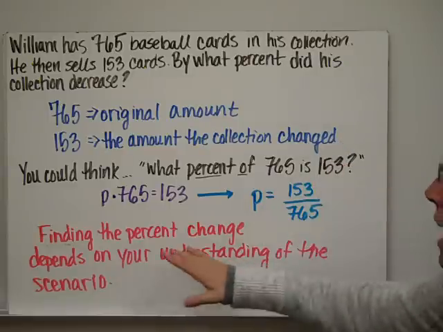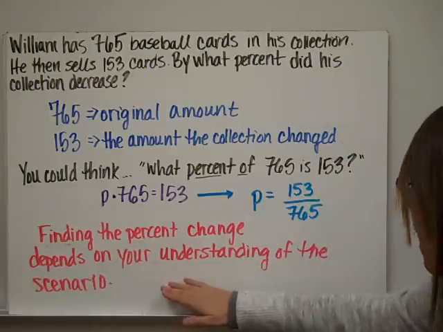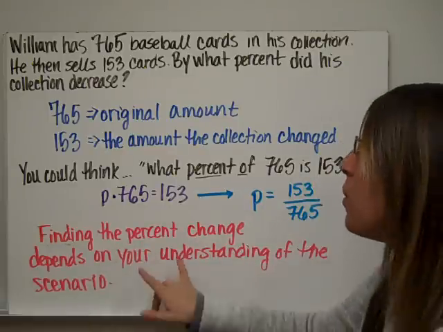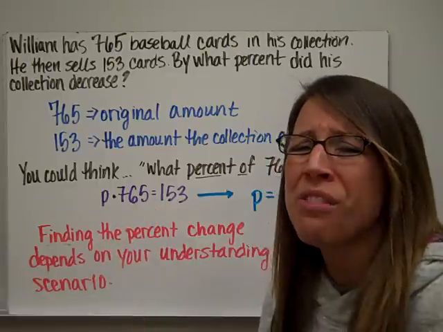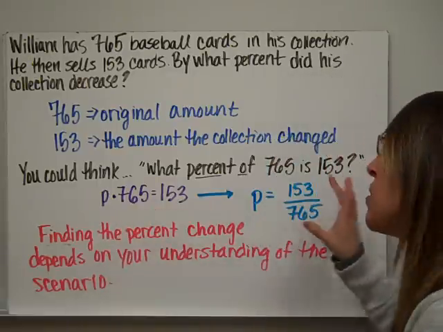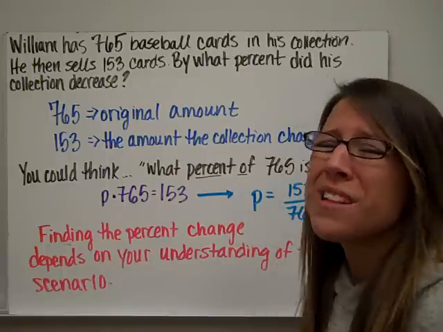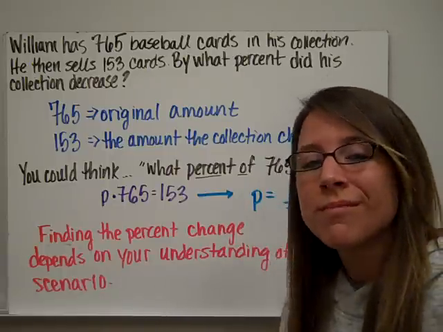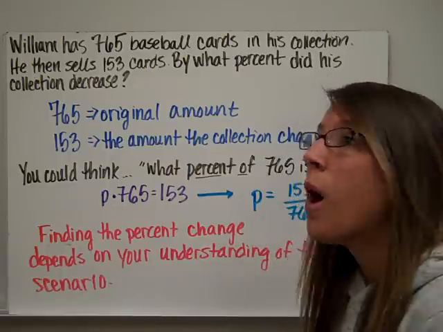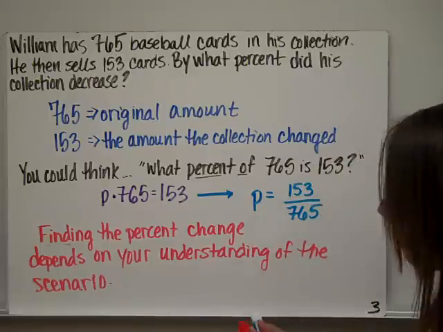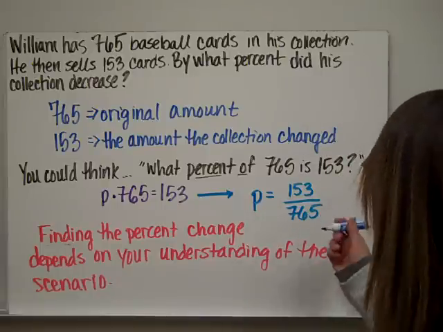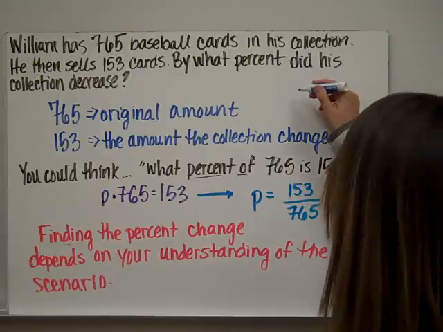So I say here, finding the percent change depends on your understanding of the scenario. You can set it up this way. There is nothing wrong with that because it's going to turn into this anyway, which is how you're supposed to calculate it. The formula is kind of a shortcut. That's okay too, as long as you understand why. So 153 divided by 765. This is going to be kind of intense, but we can do it.